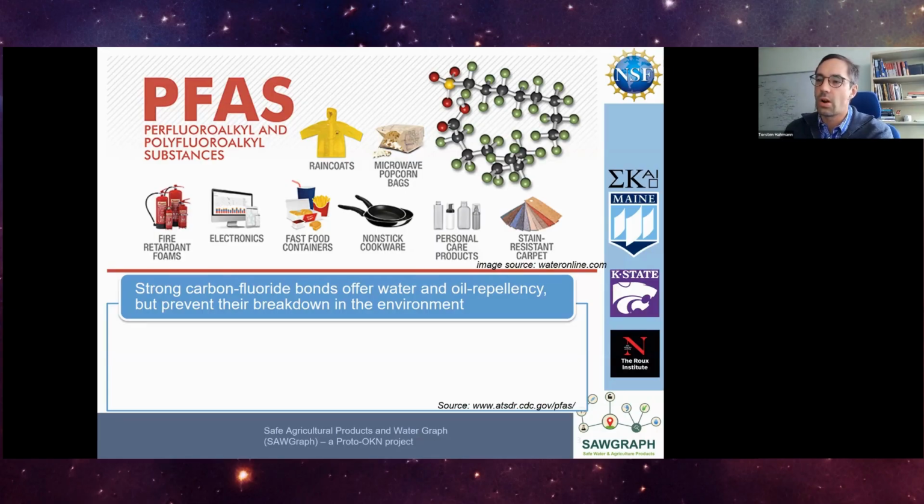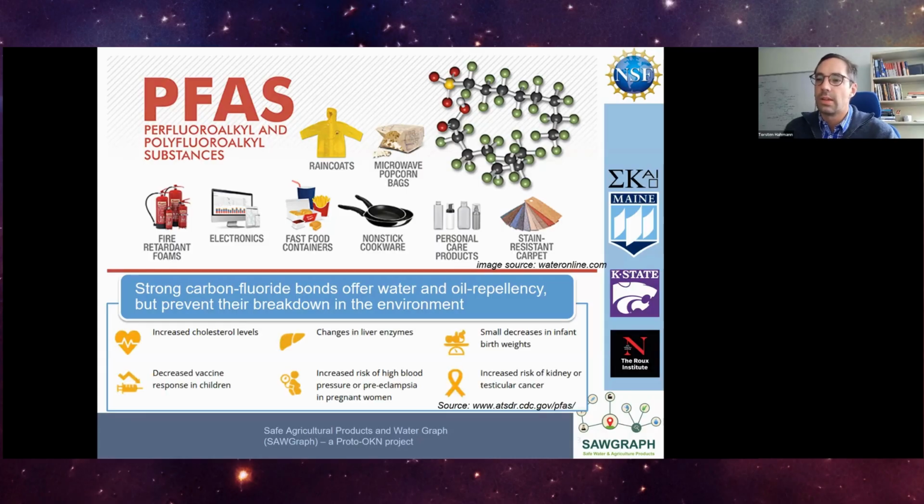the strong bonds that lead to this water and oil repellency also prevent their breakdown in the environment. And in addition, there's a lot of health risks associated with PFAS. Some of the things that have been reported are increased cholesterol levels, decreased vaccine response, changes in liver enzymes, increased risk of various cancers, etc. And this is just the tip of the iceberg, what we know so far.